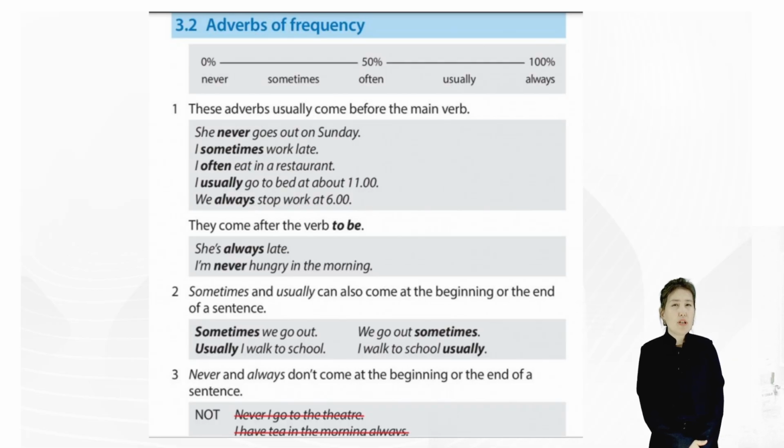Sometimes and usually can also come at the beginning or the end of the sentence. Sometimes we go out. I walk to school usually. Never and always don't come at the beginning or at the end of the sentence. Not: Never I go to the theater. Not: I have tea in the morning always.